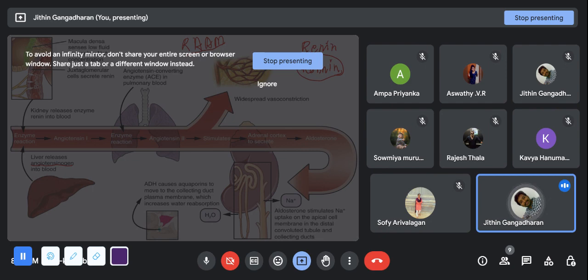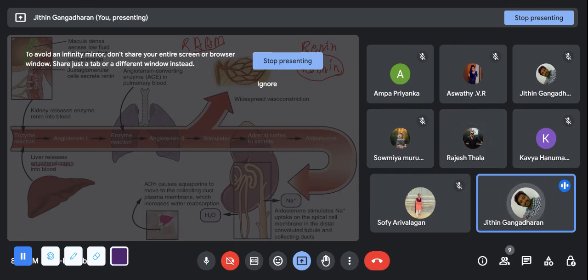Do I need to explain it once again? If yes, kindly say that. Kavya, are you able to follow? Kavya, are you able to follow? Yes, sir. Okay. So Rajesh, are you having any doubt? No, sir. Okay. So let me explain it once again.